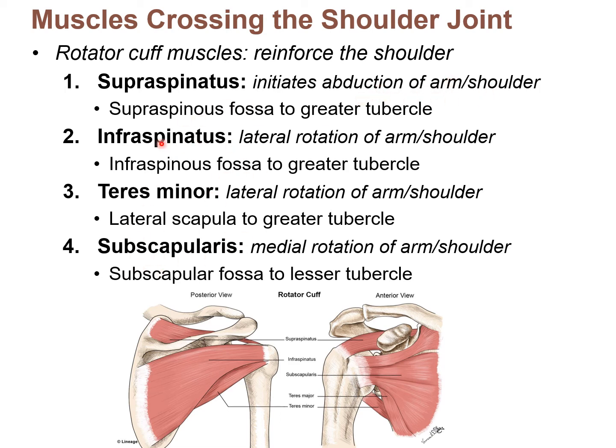The other three will rotate the shoulder. You can turn your shoulder inwards or outwards. That would be your infraspinatus and teres minor, rotating the shoulder outwards. That's lateral rotation, where subscapularis, the one on the other side, is going to medially rotate the shoulder, turning it inwards. So there's your four rotator cuff muscles. All of them reinforce the shoulder by providing their specific actions.